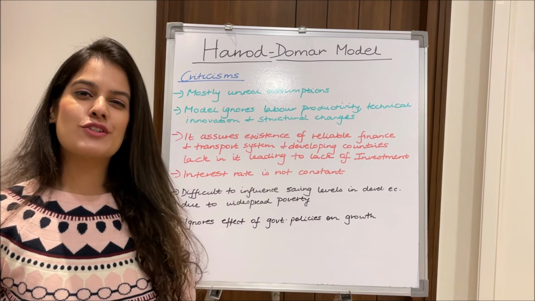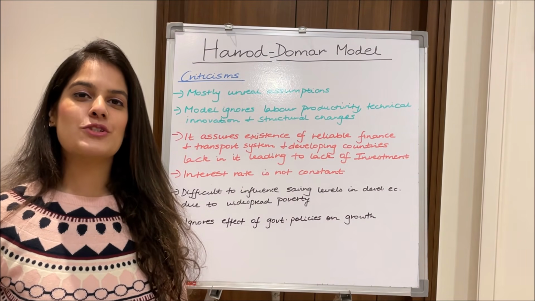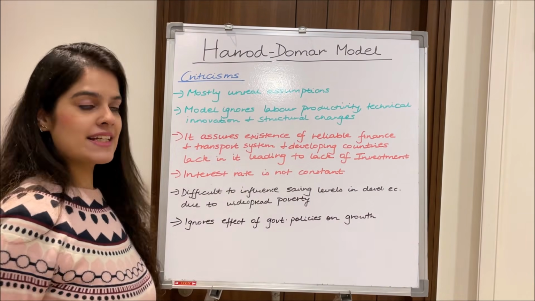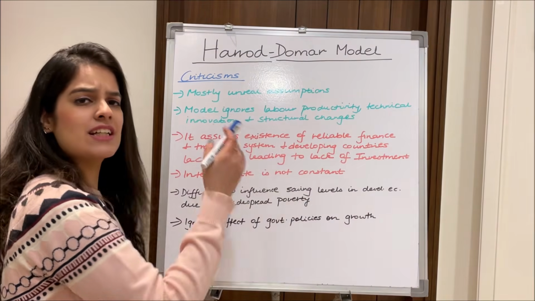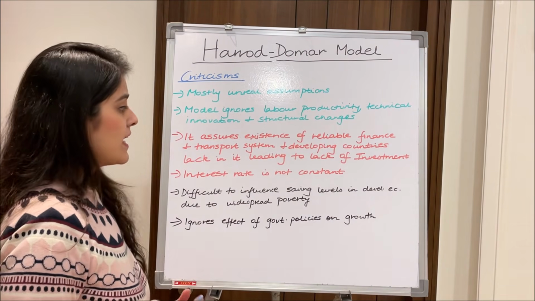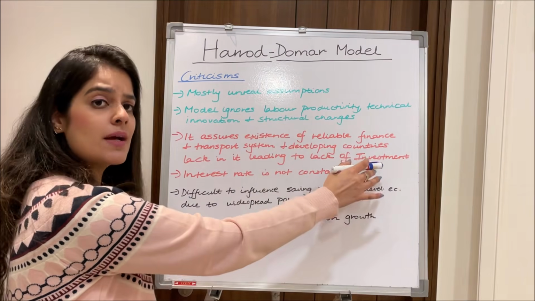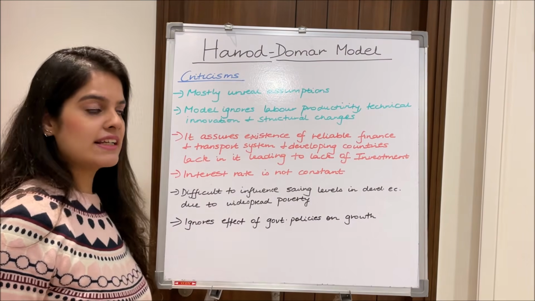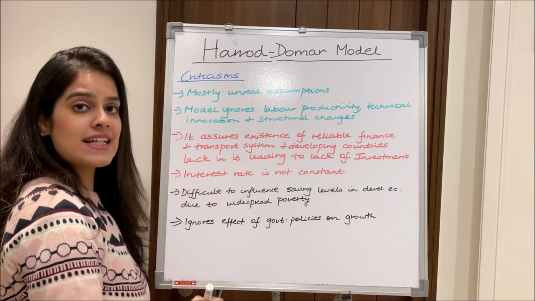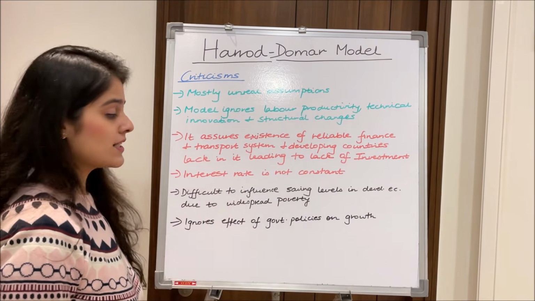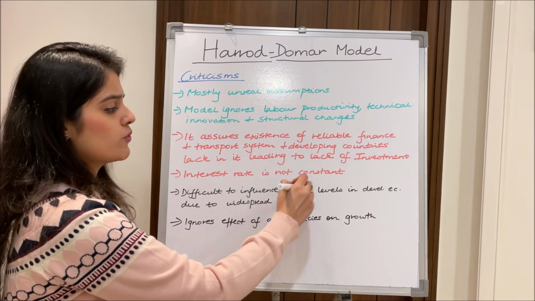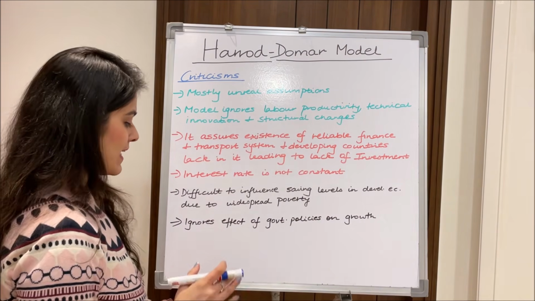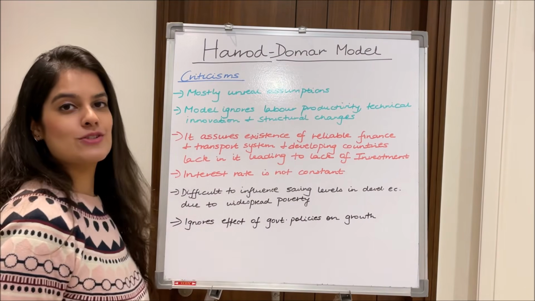So there are a lot of criticisms regarding the Harrod-Domar model, but I'll be just talking about a few of them. So we see that it has very unreal assumptions. Secondly, the model ignores labor productivity, technical innovation as well as structural changes. Next, it assumes existence of a reliable finance and transport system. But in fact, developing countries lack it, which leads to a lack of investment. Next, interest rate is definitely not constant. We also notice that it is difficult to influence saving levels in a developing economy due to widespread poverty. And lastly, it ignores the effect of government policies on growth.